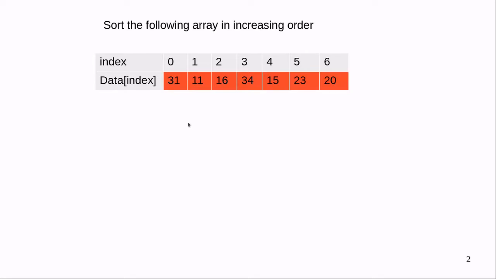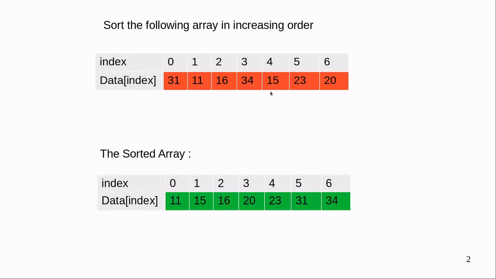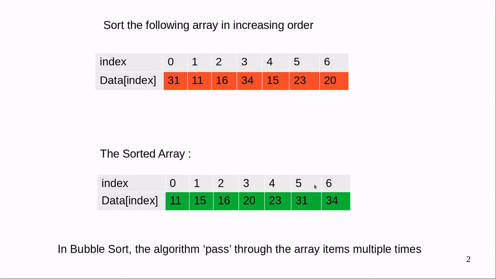Here in this particular example we have an array with 7 elements stored in indices from 0 to 6, and the numbers are 31, 11, 16, 34, 15, 23 and 20. The question here is to arrange these elements in increasing order. Once they are sorted, this is what we want: the 11, which was in the second position, will come to the first, and every other element is in increasing order.